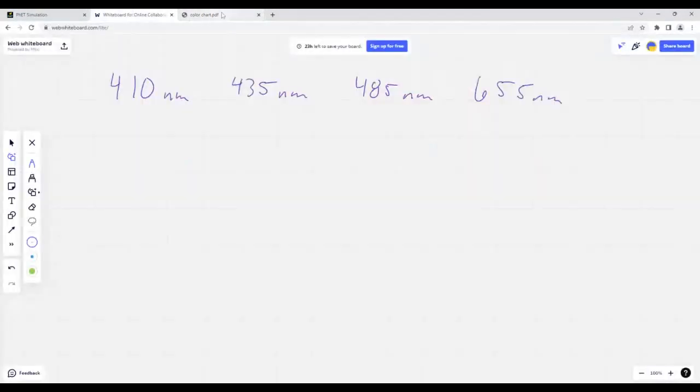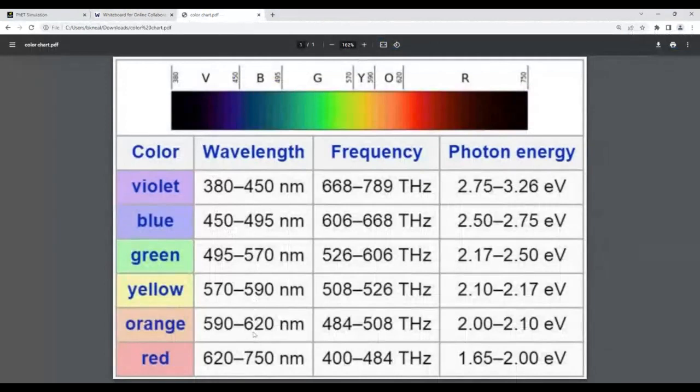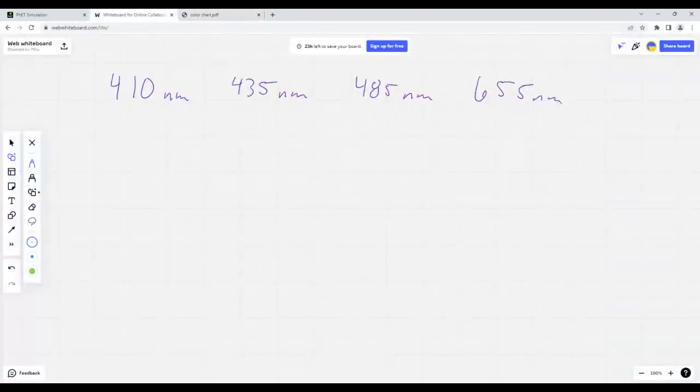And then what was the other one? 650-ish. 650. Yeah, that makes sense. So 650 is going to be way out here somewhere. Red is a really wide range. But we see 650 would fall somewhere in here, and that would be red. Okay, so we've got combinations of blue and violet and red for our different wavelengths.